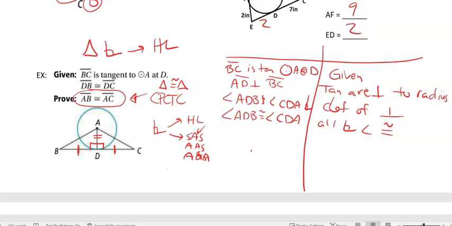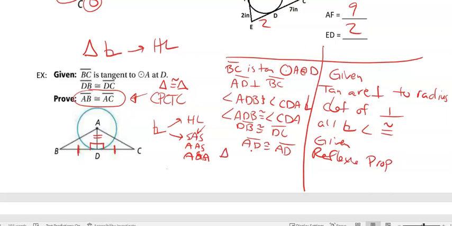Okay, now what we can do is we can say that DB is congruent to DC, given. We know that AD is congruent to AD, reflexive. And now we can finally say that triangles are congruent. Triangle ADB is congruent to triangle ADC by SAS. And lastly, AB is congruent to AC by CPCTC.